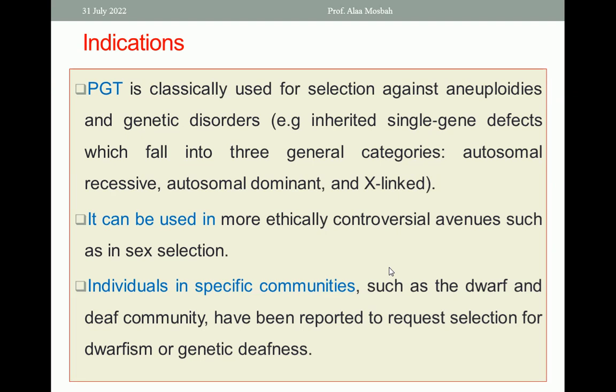Individuals in specific communities, such as the dwarf and the deaf community, have been reported to request selection for dwarfism or genetic deafness. That's all in this lecture.